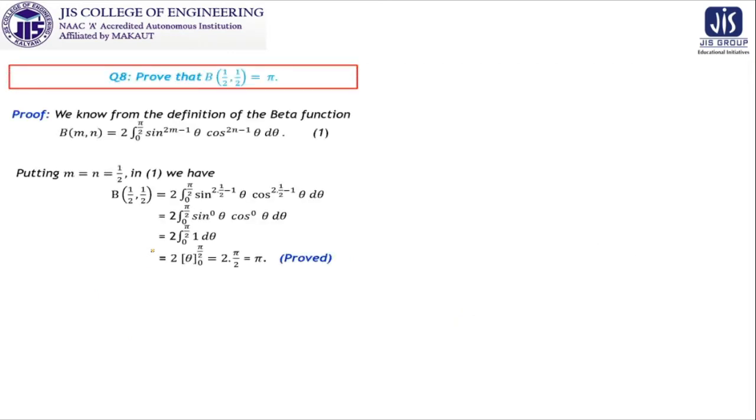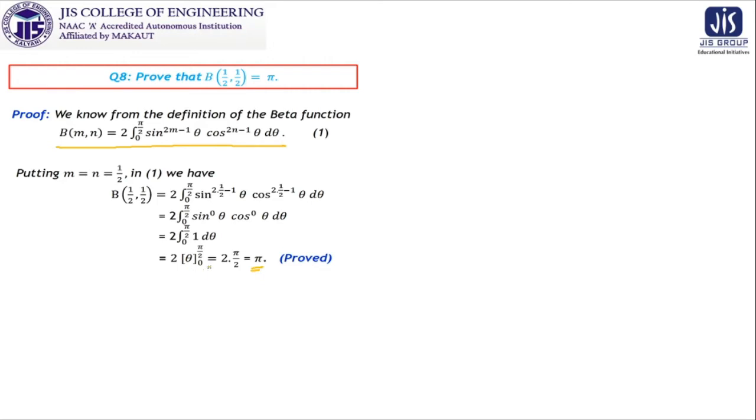Now proceeding further, we get another problem, that beta(1/2, 1/2) is equal to pi. If you can recall the first class related to beta and gamma function, we proved this by applying the representation of beta function in the form of trigonometric functions, and then putting m and n, we get sine to the power 0 cos to the power 0, it is 2 integration 0 to pi by 2 of 1 d theta. This 0 to pi by 2 is the limit of this integration, and we get pi.